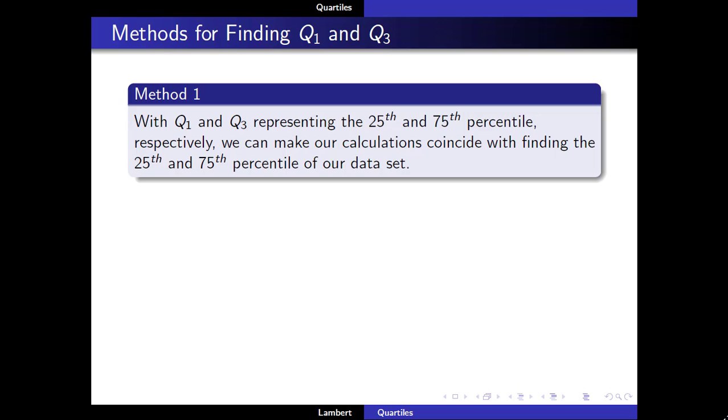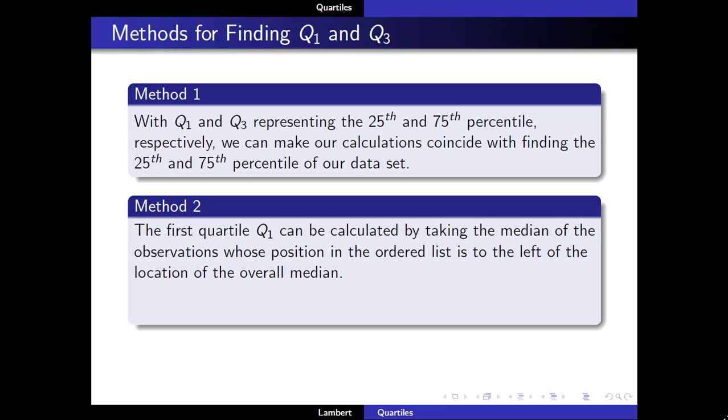One example is, since it's approximately 25% below and 75% below for the first and third quartile respectively, we could calculate with the percentiles. So the 25th percentile calculation, which you recall is k over 100 times the quantity n plus 1. k represents the percentile and n represents the number of observations. So that's one method for calculating this.